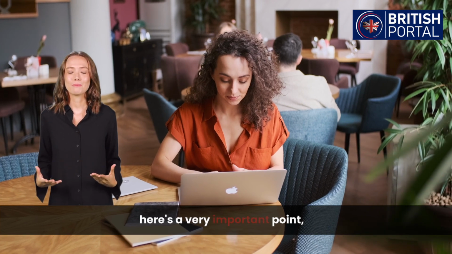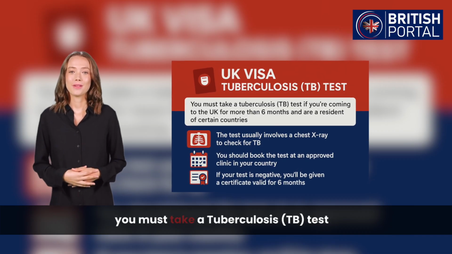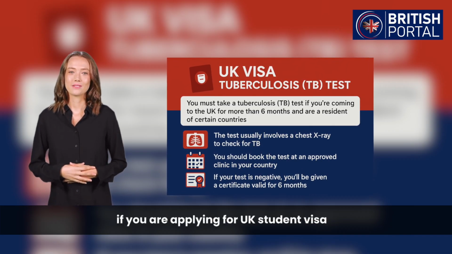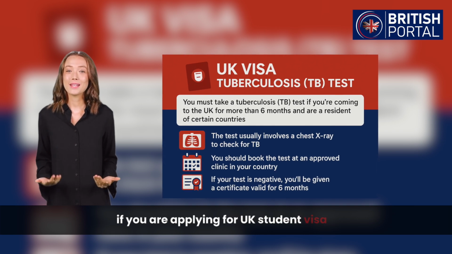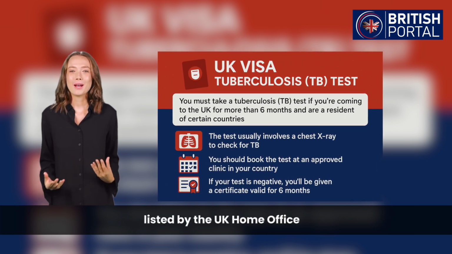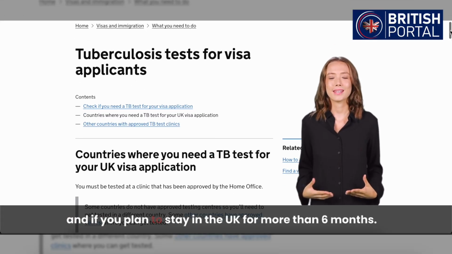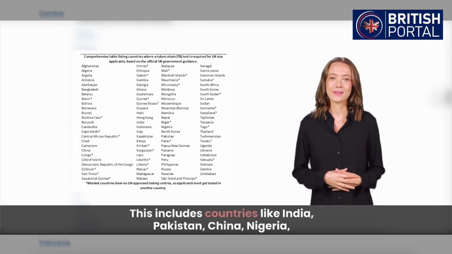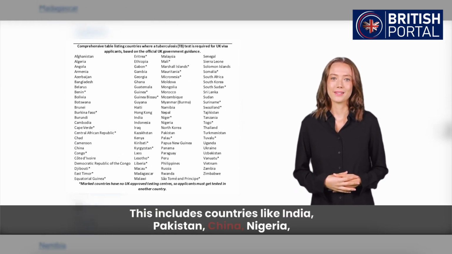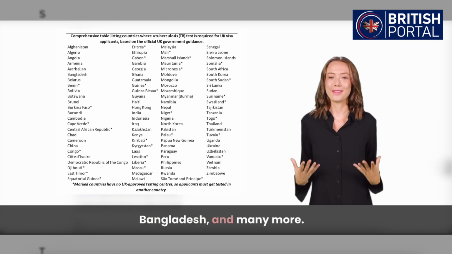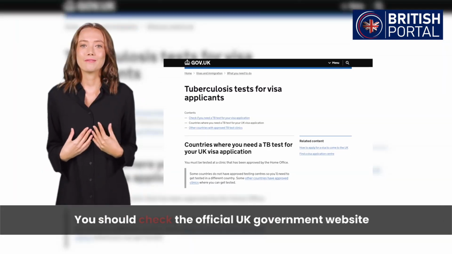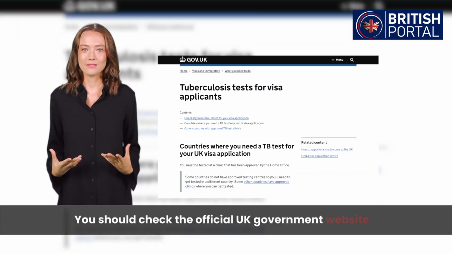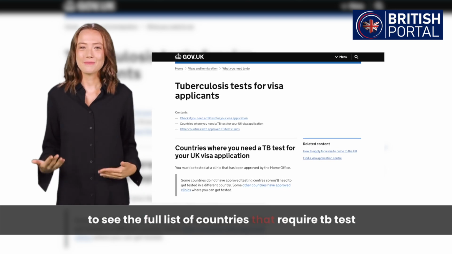Here's a very important point. You must take a tuberculosis, TB, test if you are applying for a UK student visa and you are from a country listed by the UK Home Office, and if you plan to stay in the UK for more than 6 months. This includes countries like India, Pakistan, China, Nigeria, Bangladesh, and many more. You should check the official UK government website to see the full list of countries that require a TB test.